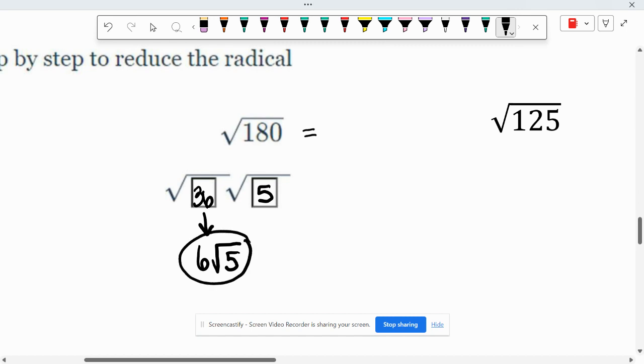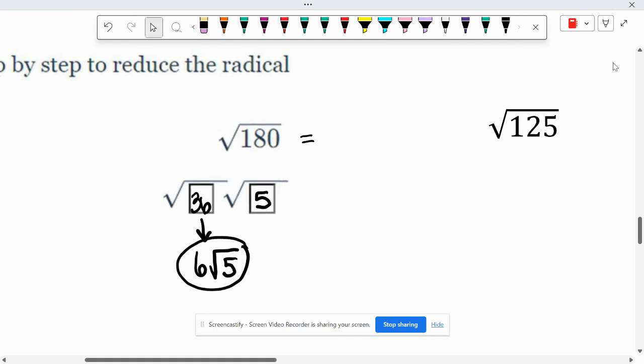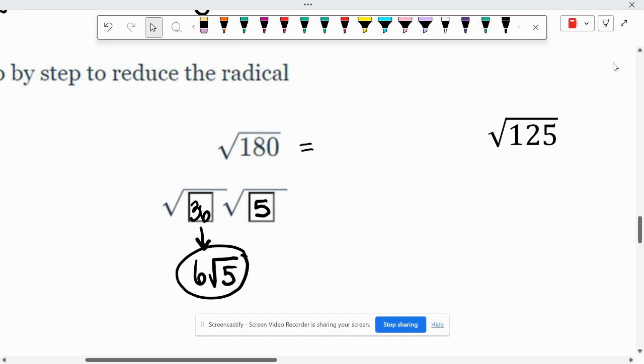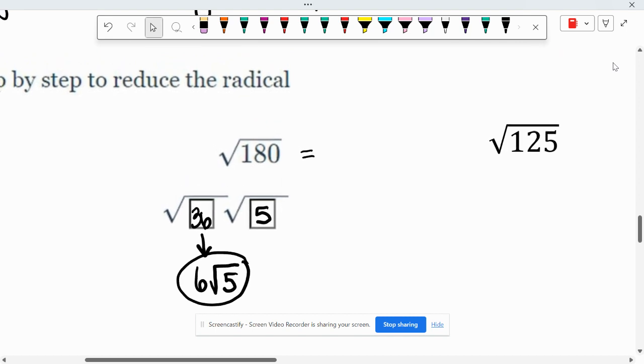But what if I didn't know that it contained the perfect square of 36? Well, remember the note that I wrote up there. Can you take 180 and divide it by 4? What is it?